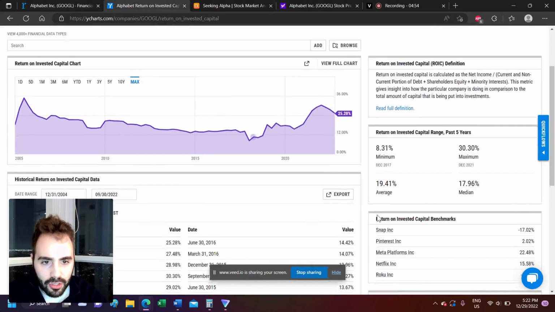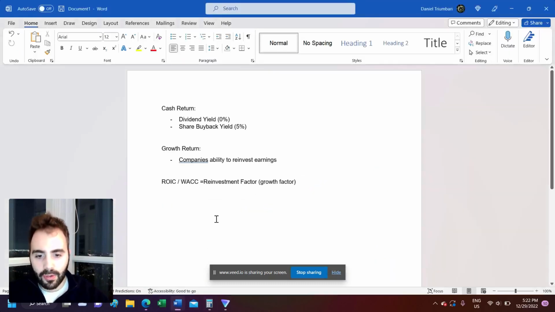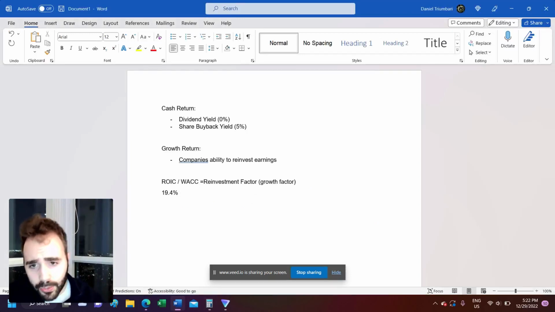I use Y charts because it just gives me the average right away. And we can see that Google's averaged about a 19.4% return on its invested capital. So if we go back to this website here, 19.4% is the return on invested capital, which essentially means the money that Google reinvests into the company. This is what it's able to return in terms of a yield on that money. So for every $100 that it reinvests, it gets $19.4 back in addition.